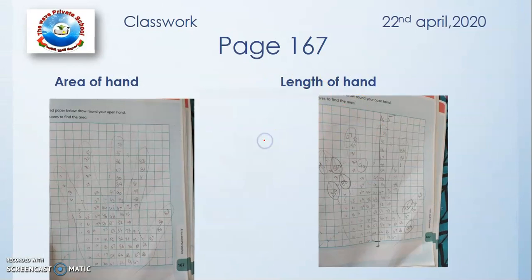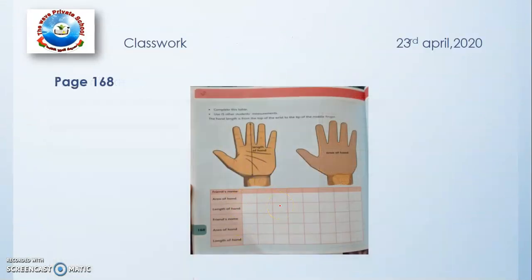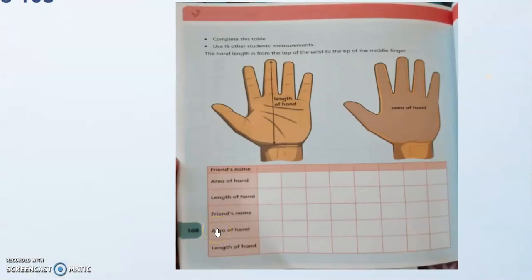So you need to check it, and after checking it you have to do page number 168, which looks like that. This work is for 23rd April 2020. Here you need to find 15 different persons' hand lengths. These days you can't go out to find it. You can't shake hands because of the virus. So you can measure your mom or your little ones, sister or brother or your father. You can take 2 measurements only. No need for 15, just take 2 measurements. Write here the name, friend's name or father name or mother name, and the other person name.